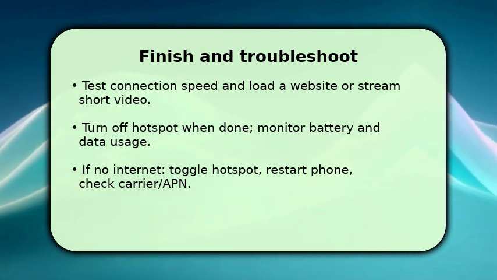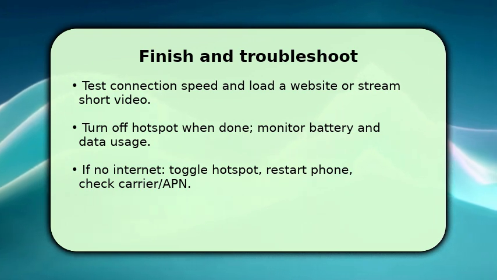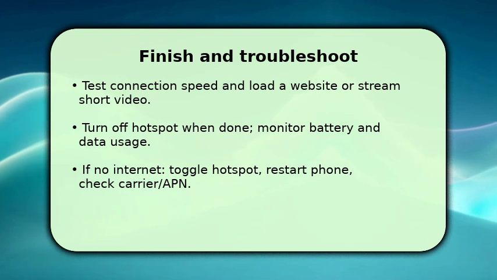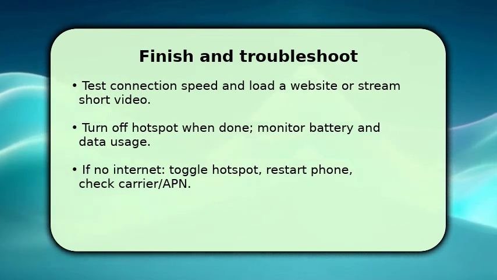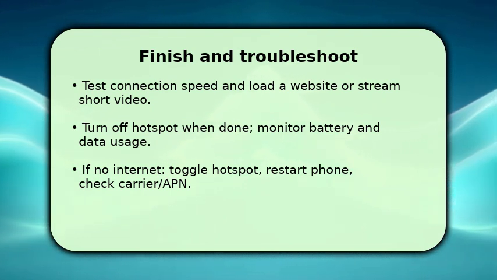If connectivity fails, first toggle the hotspot off and on, restart the phone, and retry. Make sure mobile data is working separately and check APN or carrier restrictions. If problems persist, update network drivers or try USB tethering as a workaround.